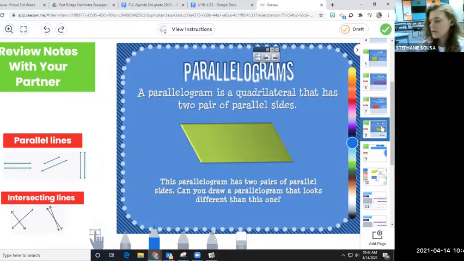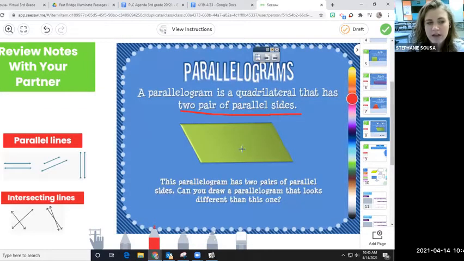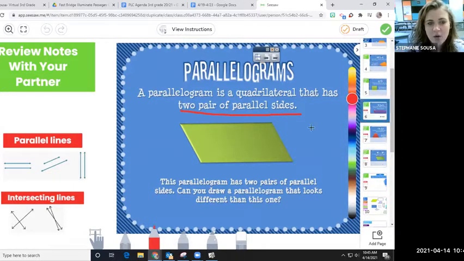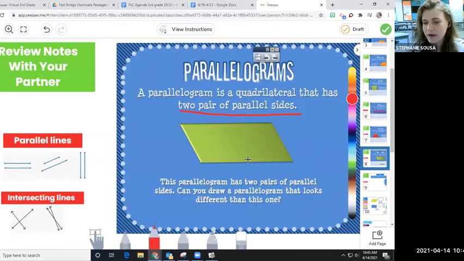Where we are going to continue today is with a parallelogram. Okay, parallelogram. So get your notebook ready. We are going to write that a parallelogram has 2 pairs of parallel sides. Hey, Miss Sousa, a square has 2 pairs of parallel sides. You are correct. A square is a parallelogram. Hey, Miss Sousa, a rectangle has 2 pairs of parallel sides. You are correct. A rectangle is a parallelogram.